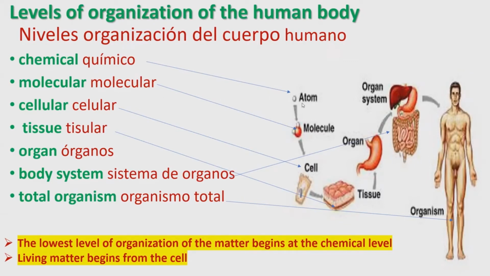Chemical: atoms, molecular; cellular, tissue, organs, body system, and total organism. Look, pay attention that the lowest level of organization of matter begins at the chemical level, and living matter begins from the cells.